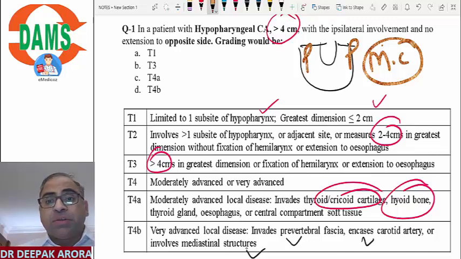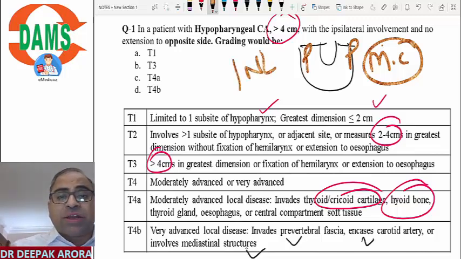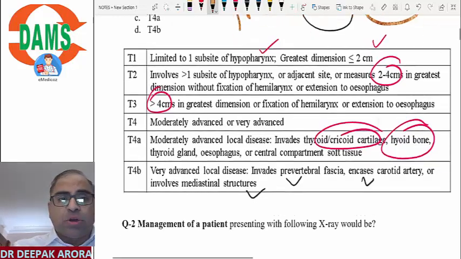Second point is which nerve is crossing from this area? Internal branch of superior laryngeal nerve. So in this MCQ, the answer will be B option.